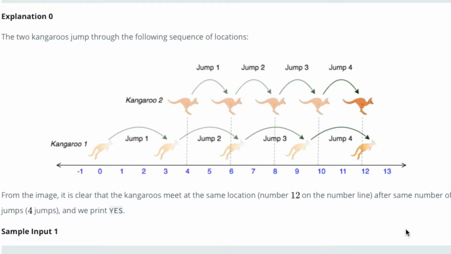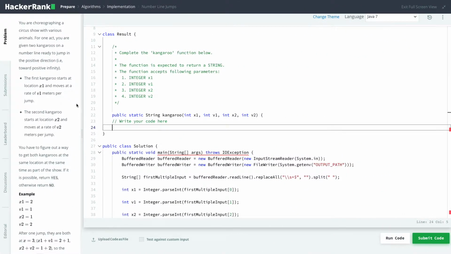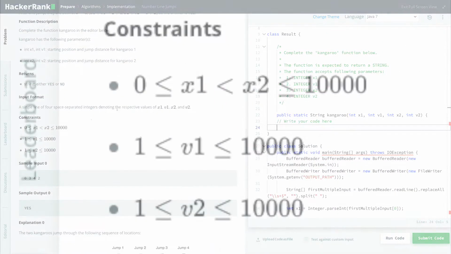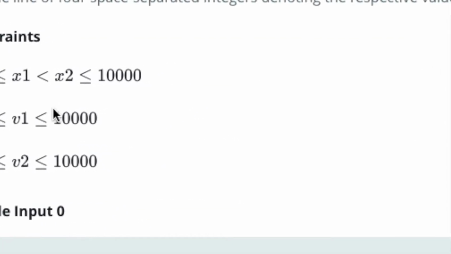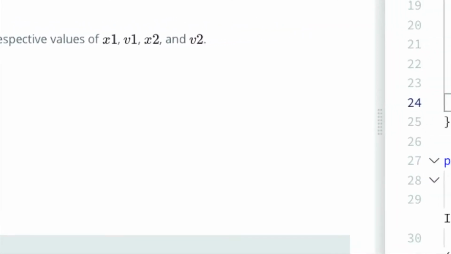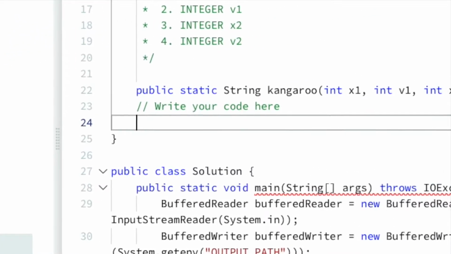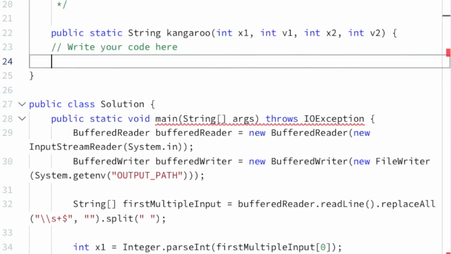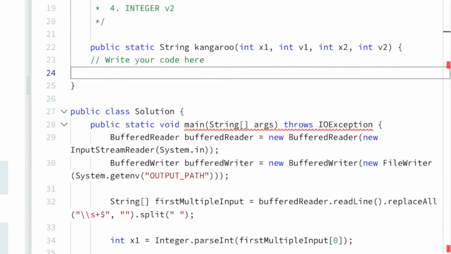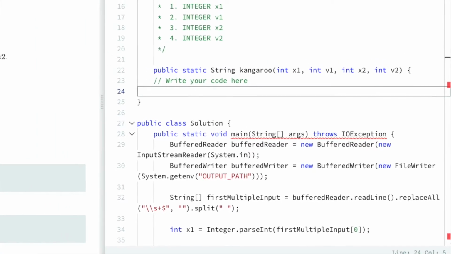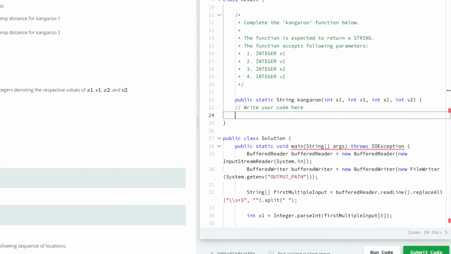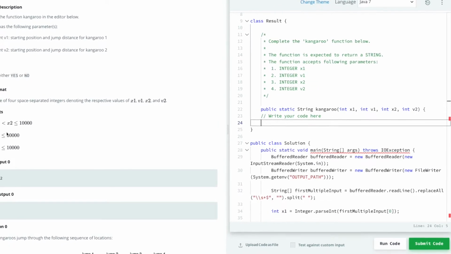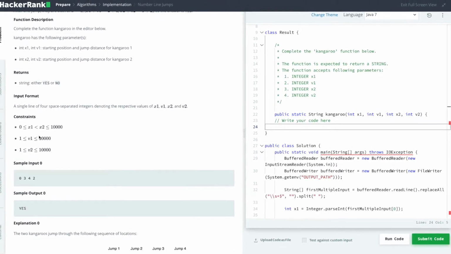Okay, let's dive into how to tackle this problem. The most important thing to think about here is that x1, the position of the first kangaroo, will always be lesser than x2. So the second kangaroo will always start ahead of x1, whether it's one point ahead or 1,000 points ahead. If the velocity of x1 is lesser than x2, x1 will never be able to move at a rate that allows it to reach or surpass x2, so it will never land on the same point on this line.